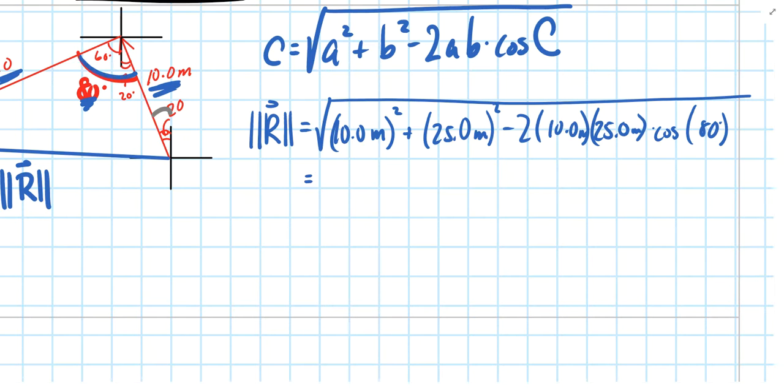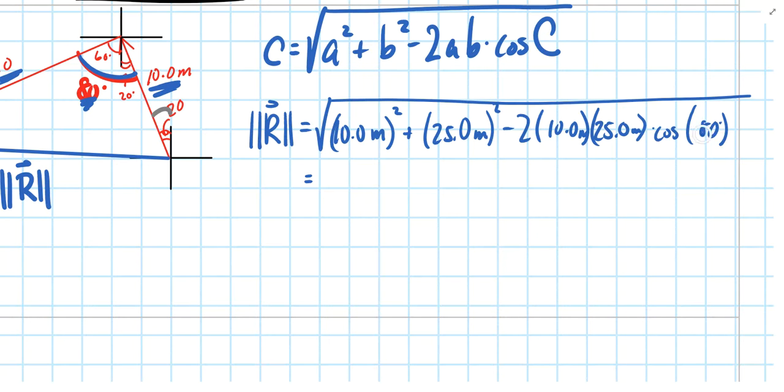And before I do, I want to double check the units here. I've got meters squared plus meters squared minus meters times meters. Well, that's meters squared times some sort of ratio. So there's no unit associated with cosine.